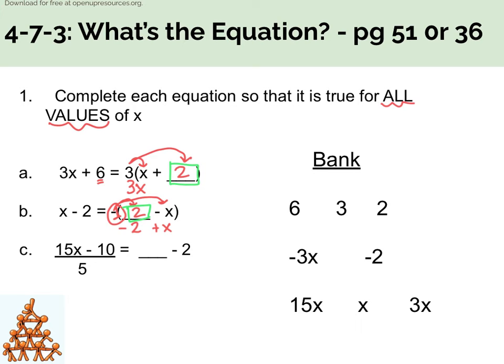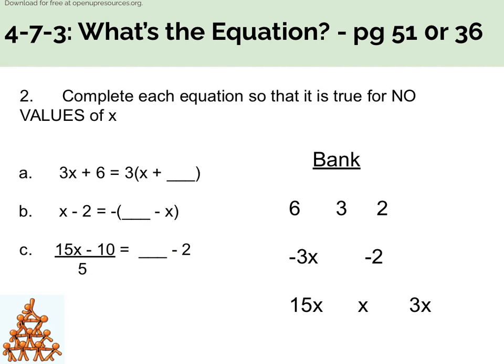Let's simplify it more. So let's go ahead and do 15. So really what this is saying, 15x divided by 5 minus 10 divided by 5. So what is 15x divided by 5? That's 3x, okay? What is 10 divided by 5? Put it in your calculator. Oh, that's 2. So really I need it as 3x minus 2. So I have blank minus 2. So what can I put in that box? I can put 3x in that box to make it so it looks like the other side.